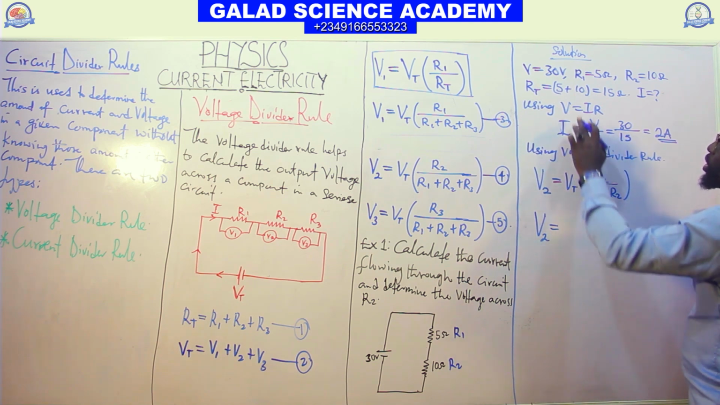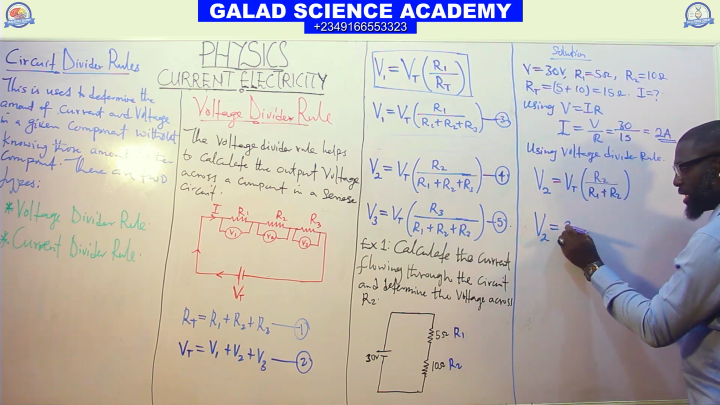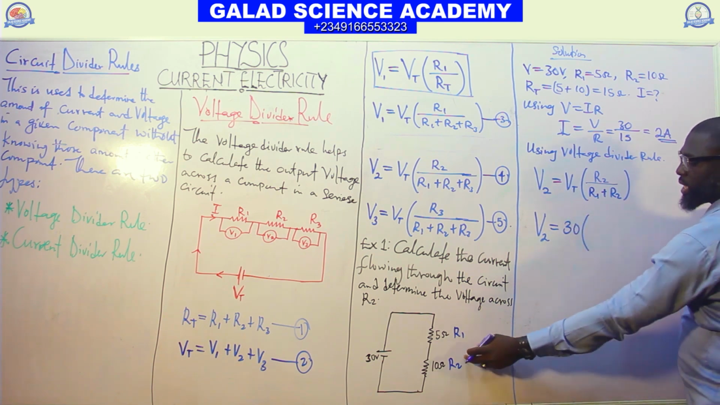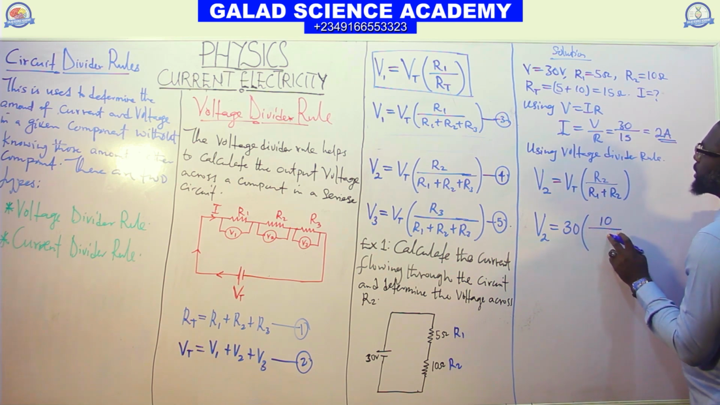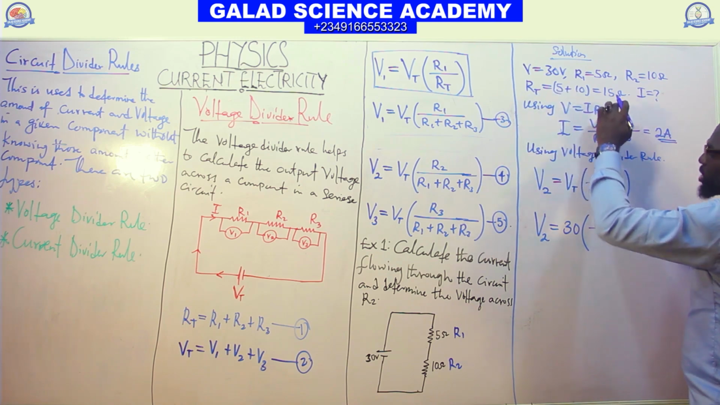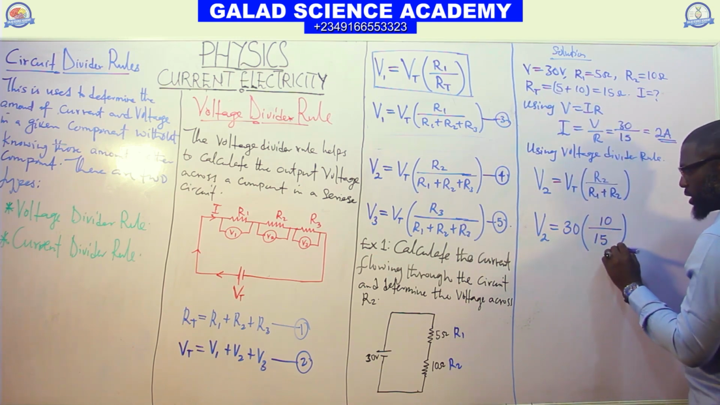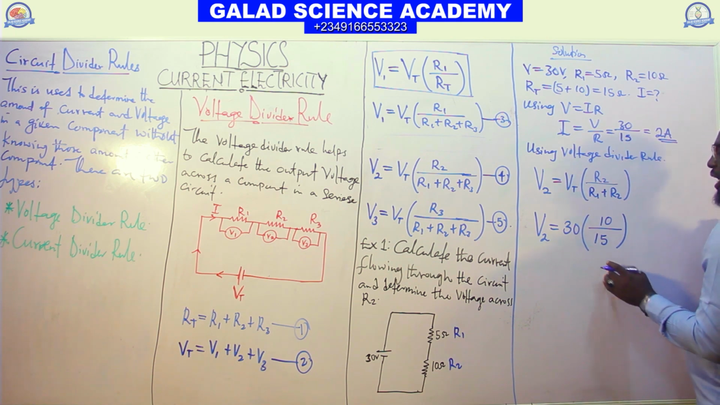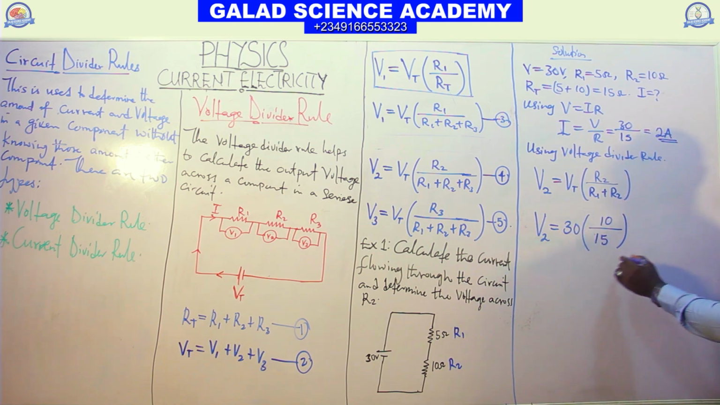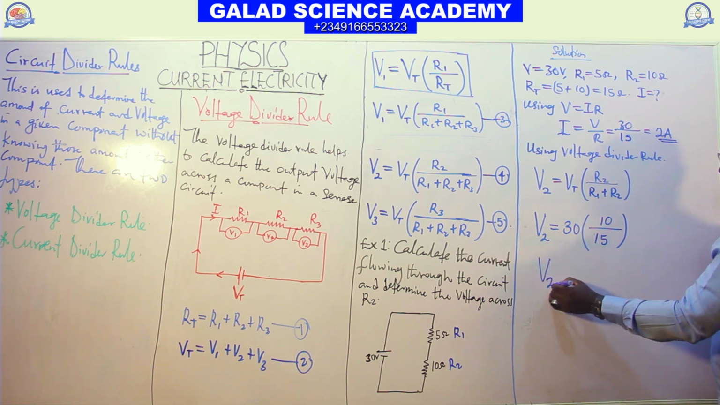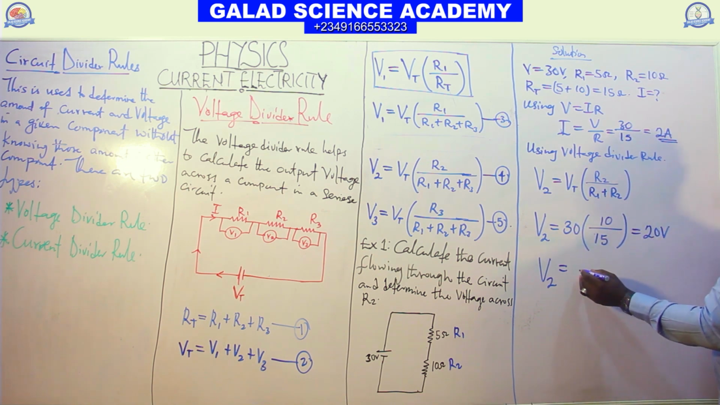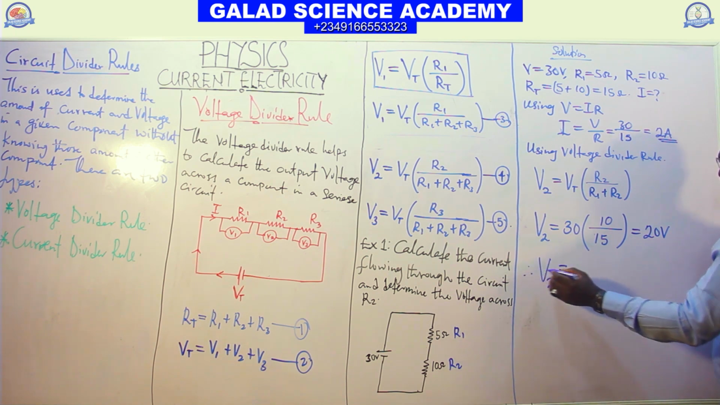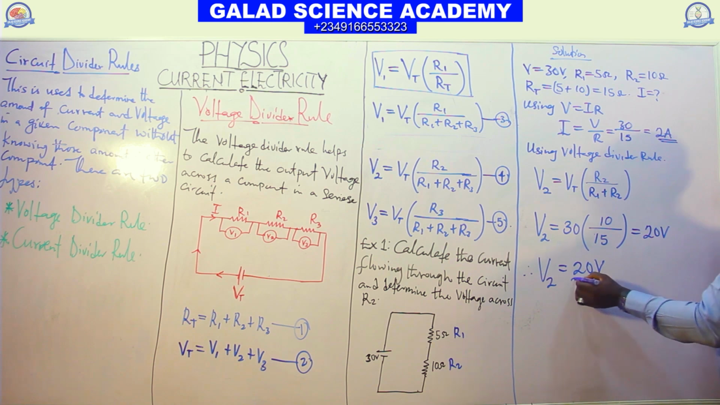What is the total voltage? We are given 30 volts. What is R2? We have 10. What is the total resistance? We have 15. So by doing that, 15 over 15, we have the final answer should be V2 will be 20 volts. Total resistance as this will be 20 volts.